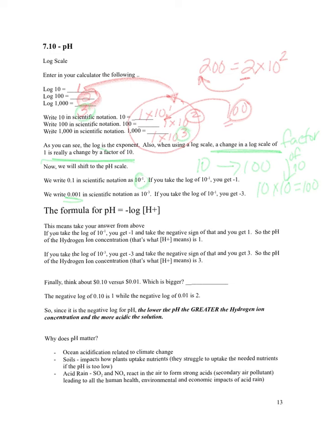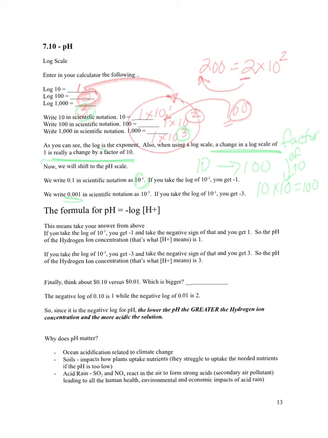I'm just ignoring that 1 times. But again, you don't have to. You could include that. Because it's 1, that's why I can ignore it. And if you take the log of 10 to the minus 3, you're going to get negative 3. So that is kind of how all this works.